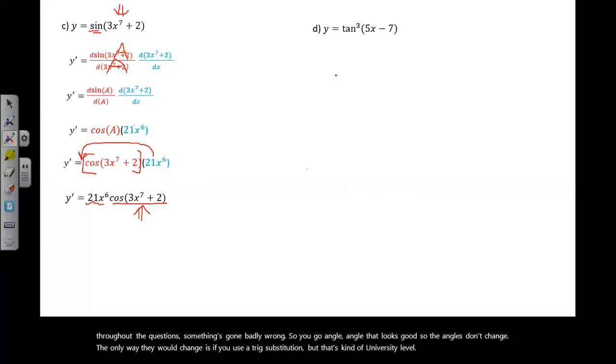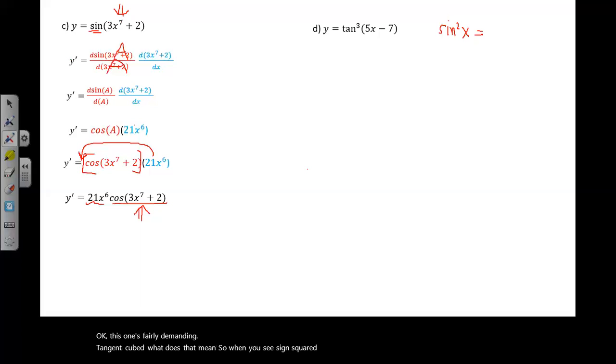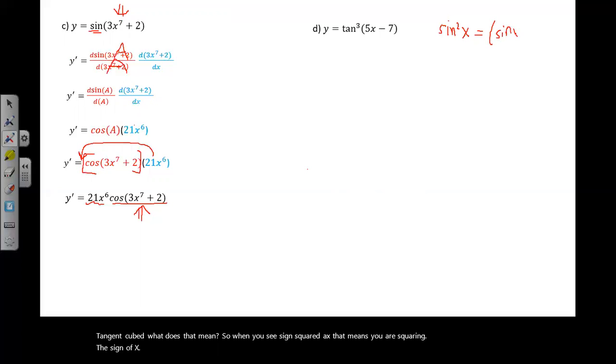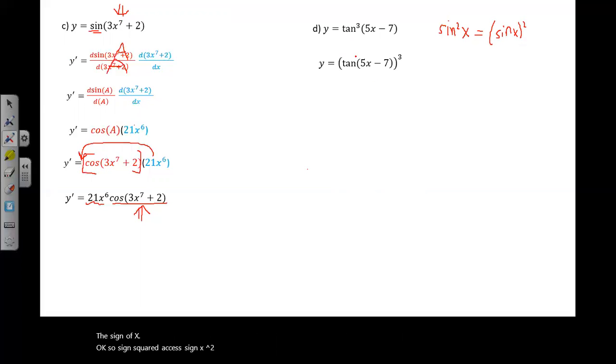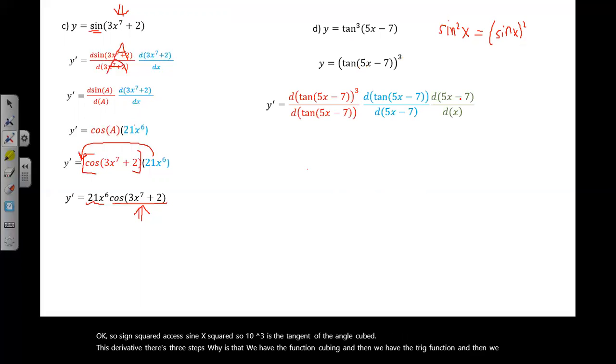Okay, this one's fairly demanding. Tangent cubed, what does that mean? So when you see sine squared x, that means you are squaring the sine of x. Okay, so sine squared x is sine x squared. So tan cubed is the tangent of the angle cubed. This derivative, there's 3 steps. Why is that? We have the function cubing, and then we have the trig function, and then we have to multiply by the derivative of the angle.